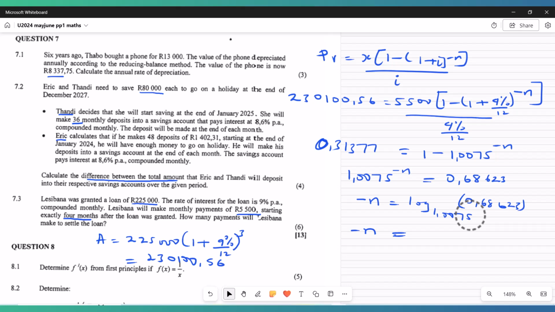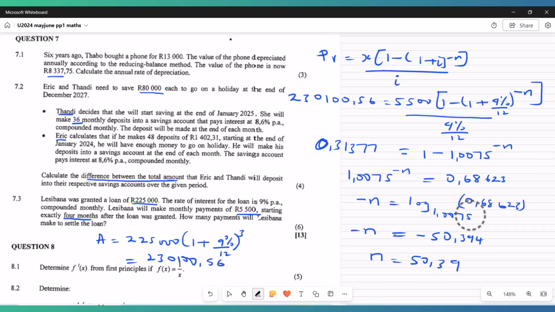So log base 1,0075 of 0,68623 gives me negative 50,394. Negative 50 comma 3 9 4. Now if I divide by negative, it gives my n equals 50,394.